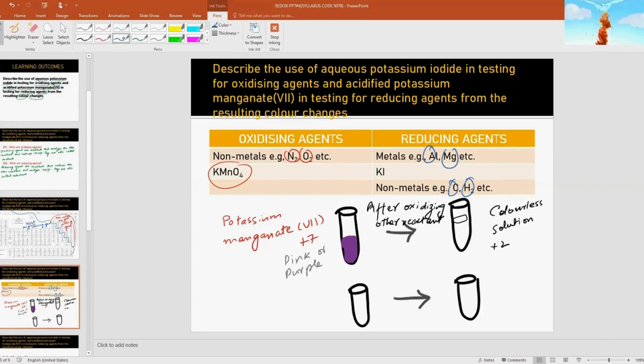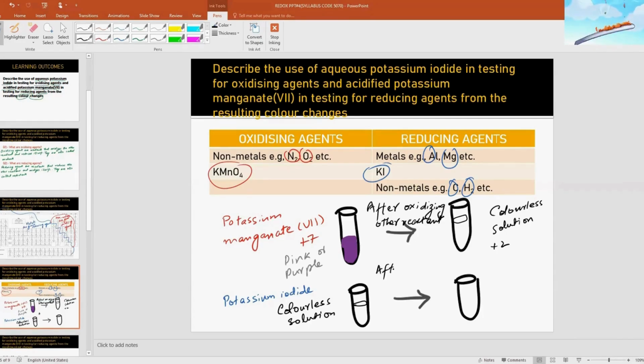Potassium iodide is included among the list of reducing agents. This is potassium iodide. Potassium iodide solution is colorless. You can see the test tube with no color. It is potassium iodide. During its reaction, it reduces the oxidizing agent. As a result, the color changes from colorless to brown.